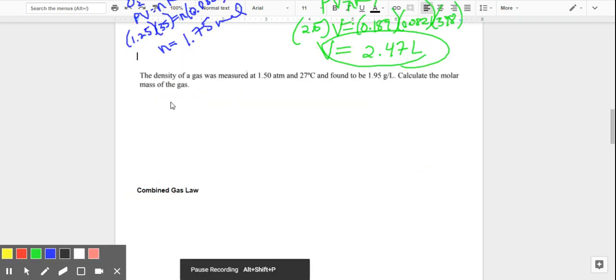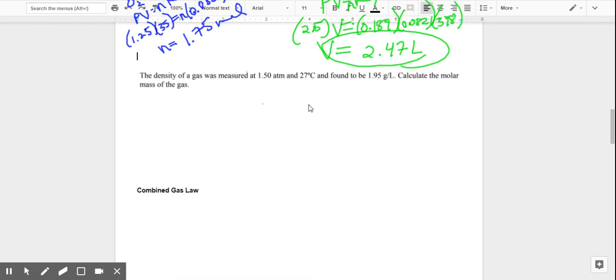This next example problem is dealing with the molar mass kitty cat equation. The reason why we know that is because it says calculate the molar mass and it gives us the density. So we're going to say molar mass equals dRT over P. And all we have to do is plug in our density, which is 1.5. Oh, I'm sorry, that's not 1.5. It's 1.95 grams per liter.